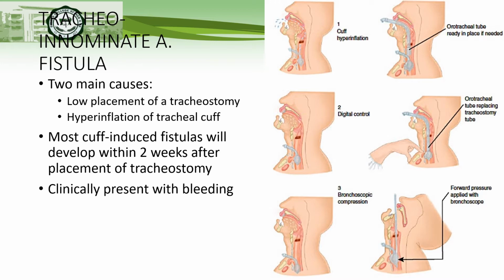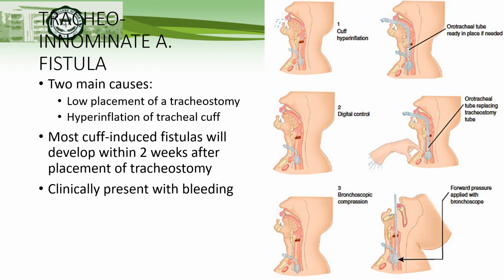Let's now proceed with tracheal fistulas. There are actually two types of tracheal fistulas. We have the tracheoinnominate artery fistula and the esophageal fistula. So let's talk first about the tracheoinnominate fistula. It has two main causes. The first one is the low placement of a tracheostomy, and the next one is hyperinflation of the tracheal cuff.